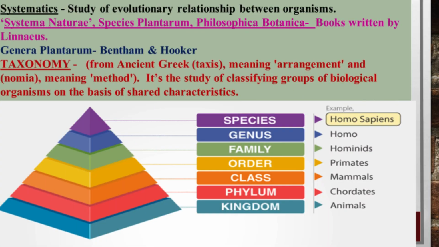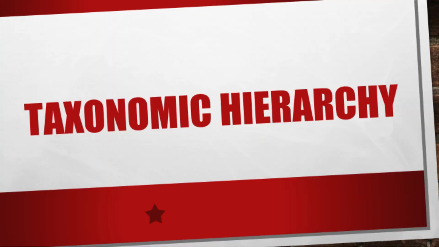Some important terminologies. Systematics: study of evolutionary relationships between organisms. Systema Naturae, Species Plantarum, Philosophica Botanica: books written by Linnaeus. Genera Plantarum was given by Bentham and Hooker. Taxonomy, from ancient Greek, taxis meaning arrangement and nomia meaning method. It's the study of classifying groups of biological organisms on the basis of shared characteristics. Let us learn about each taxonomic hierarchy one by one.